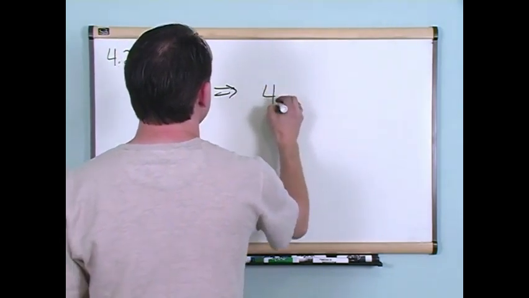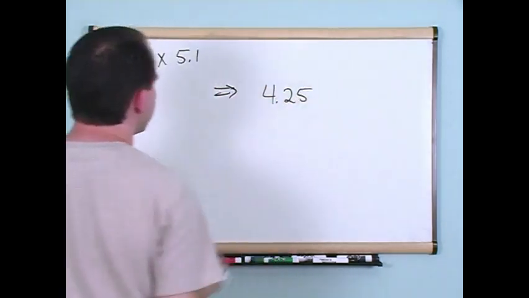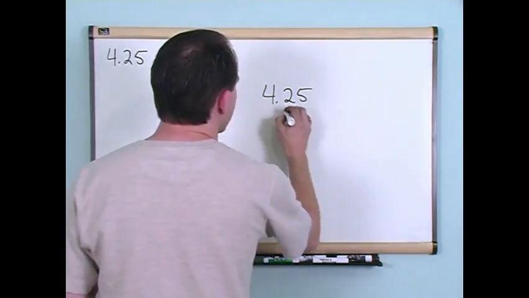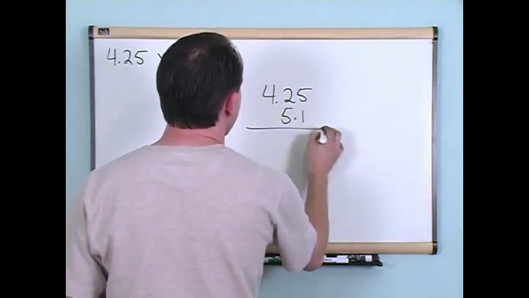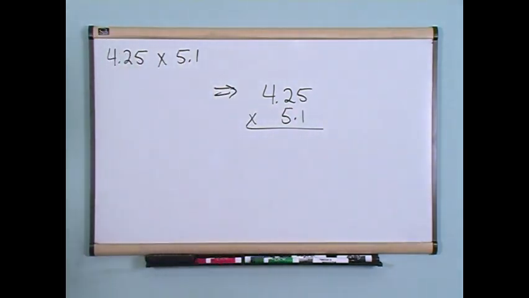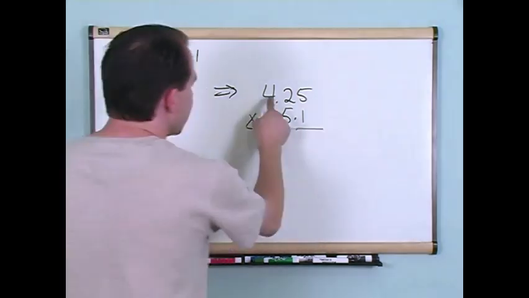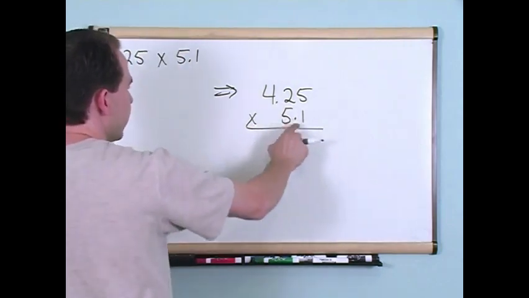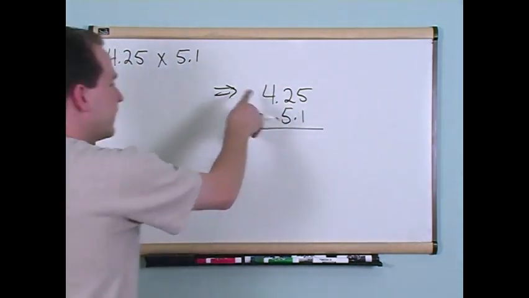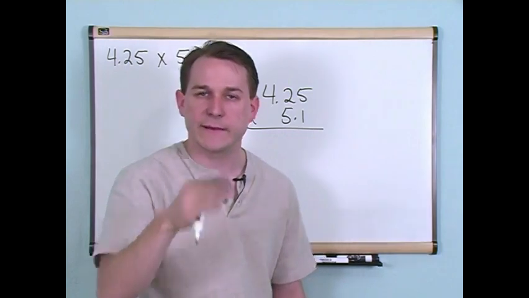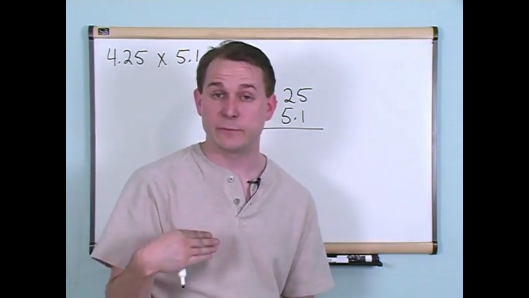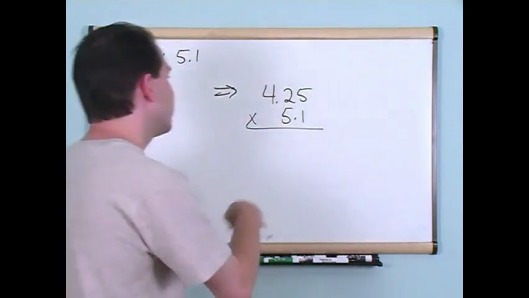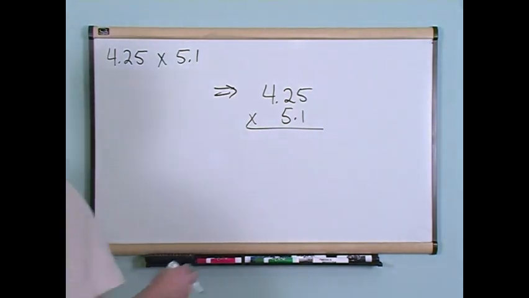Well, you go ahead and write 4.25 on the top, and then you can go ahead and write 5.1 on the bottom. Now notice it's not necessary to line the decimals up when you're multiplying them. You can just line the numbers up and put your decimal. You don't need to line them up because you're not going to drag that decimal down to the bottom like you do when you add and subtract. So let's go ahead and multiply and see where it takes us.